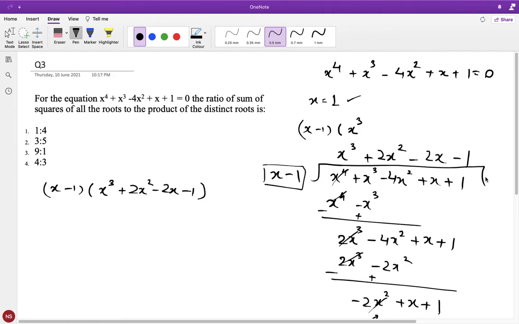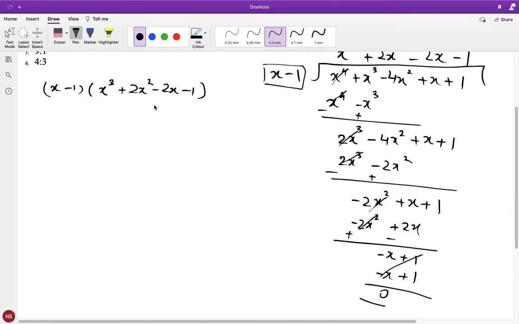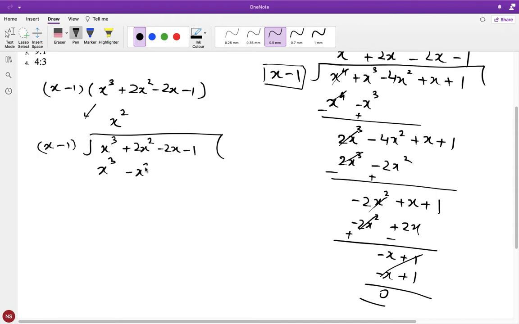Now you have to factorize this big thing. Again, if x is 1, 1 plus 2 is 3, minus 2 is 1, minus 1 is 0. So x minus 1 is another factor. I will do the long form division again. I do not want to make any mistakes, hence I am doing it that way. x square, so x cube minus x square.